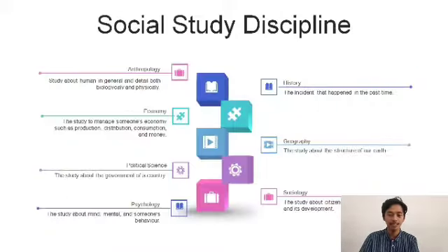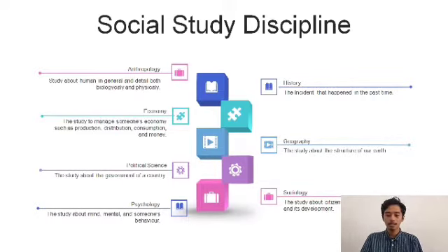Then the next is social study discipline. The first is history. History is the incident that happened in the past time. Jadi dengan sejarah kita bisa belajar tentang apa yang perlu kita lakukan dan apa yang tidak perlu kita lakukan untuk mencegah terjadinya hal yang tidak kita inginkan.